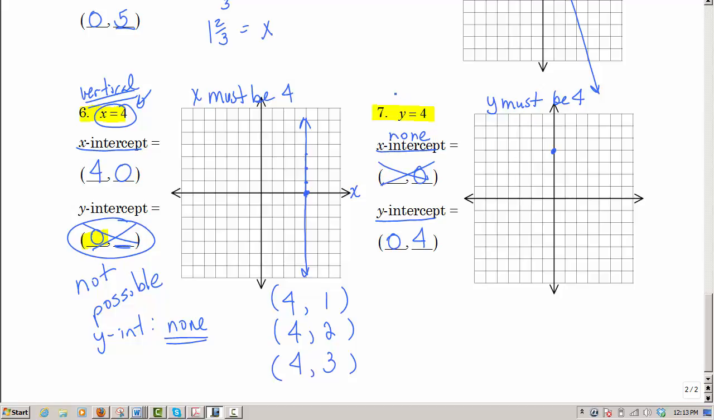So again, I have to know that this is horizontal, or I can make ordered pairs and make y be 4. And again, you can plot whatever points you want as long as the value of y is 4. So please start memorizing. If you only have an x, you have a vertical line, and if you only have a y, you have a horizontal line.